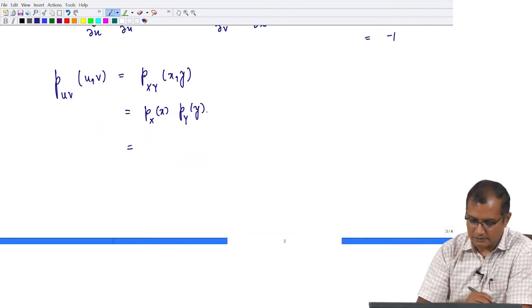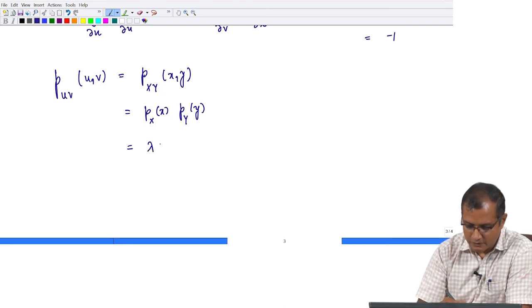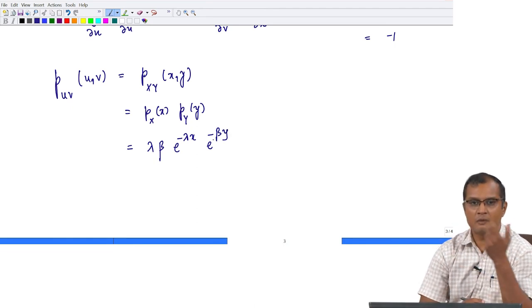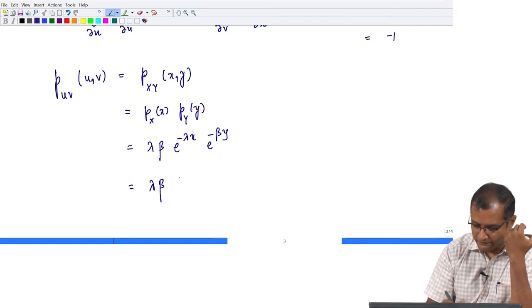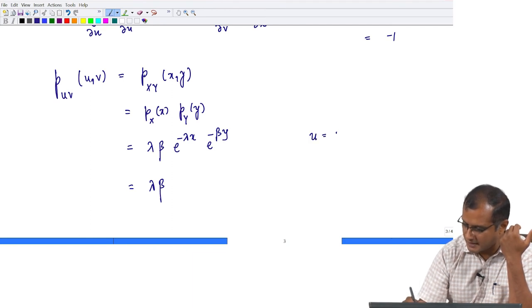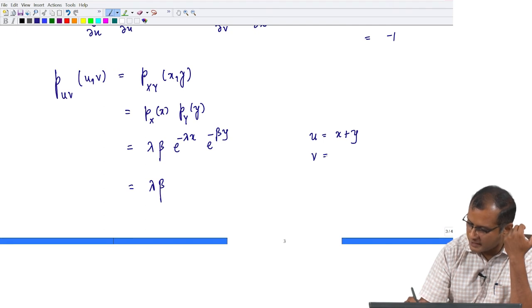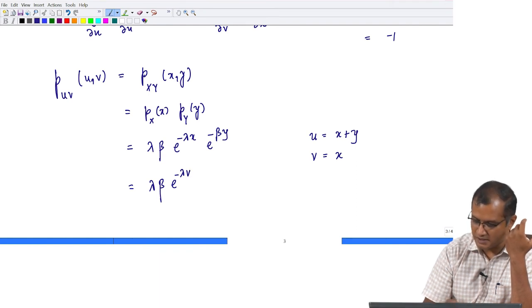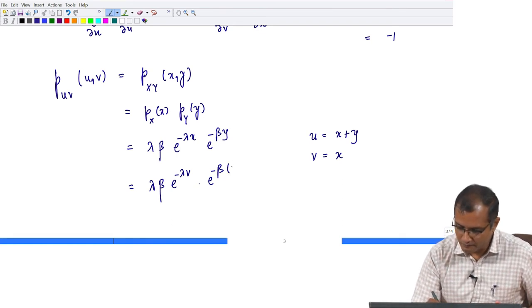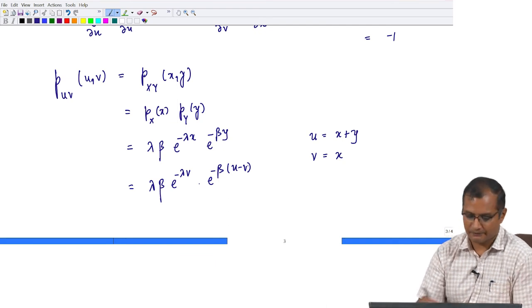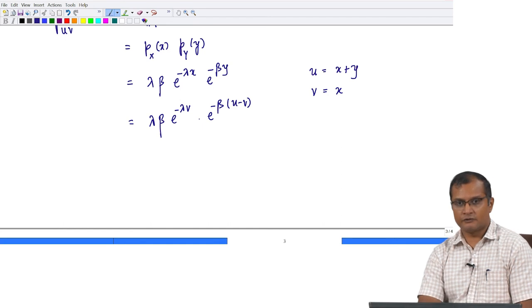So, now you can write down this as lambda into beta e raise to minus lambda into x into e raise to minus beta into y. Those are the forms of px and py. Okay? And let us substitute for x and y. Recall that our random variable u was x plus y, and we had taken the new variable v as just x. So, I am going to write down this as e raise to minus lambda v, because x is equal to v, into e raise to minus beta. I will write down y as u minus v, because x is equal to v.